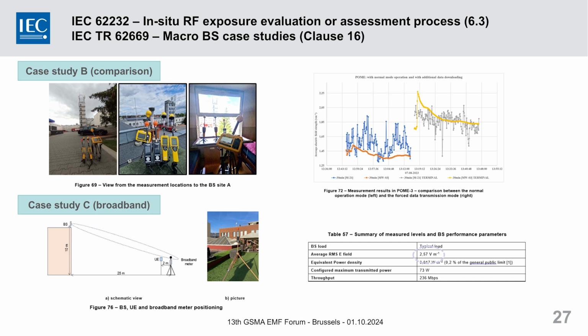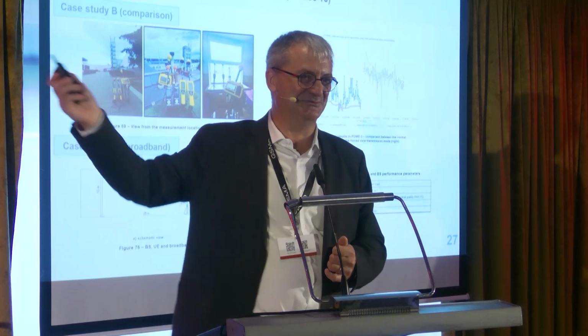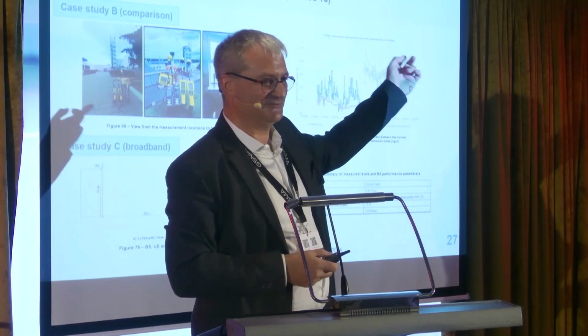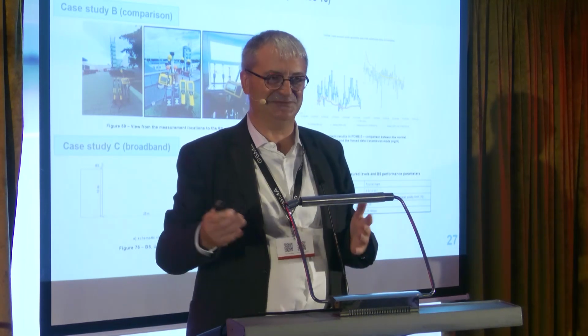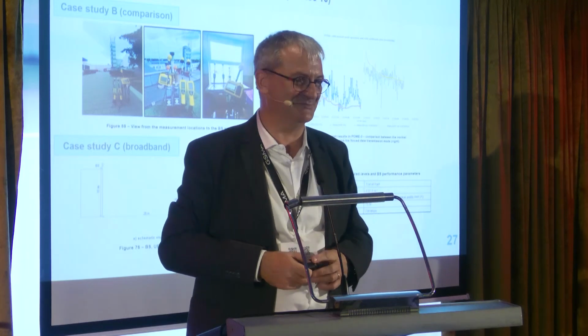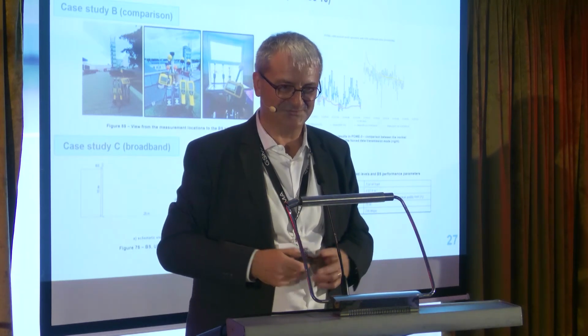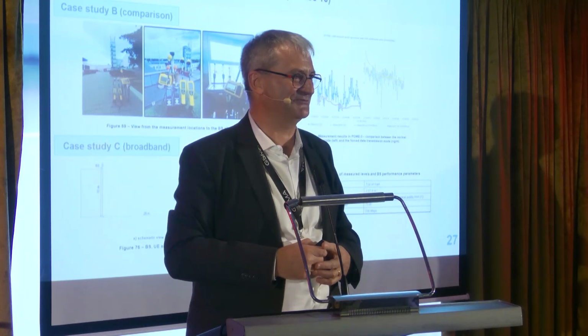Here it's done very close to a 5G base station, and the levels at full traffic are still well below the limit. What is interesting is they find 2.5 volts per meter, which is what we find here. When we open the window in a few minutes and put the probe directly in line of sight of the base station, we found something very similar. So that shows the reproducibility of such measurements.